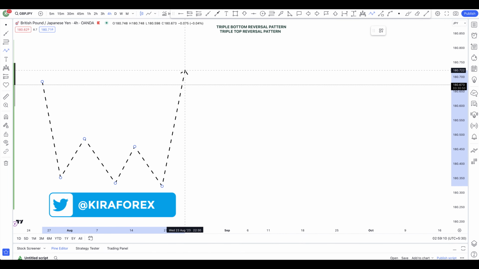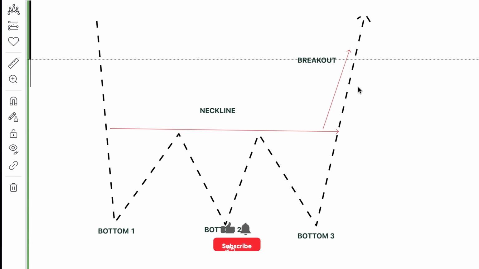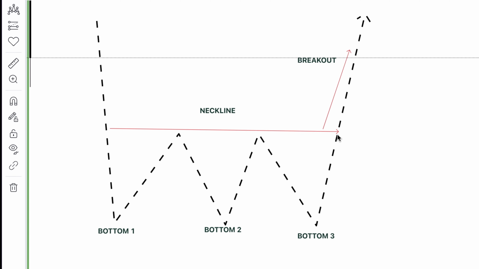Now let's look at how the triple bottom reversal pattern is formed. This occurs when price is reversing from a downtrend to an uptrend. So when we are in a downtrend and we find this formation, especially when this triple bottom reversal pattern forms and breaks the neckline and then moves upwards, then we can say that our trend has changed to a bullish trend from a bearish trend. You will barely see this kind of formation on your chart, but it is good to know about them.